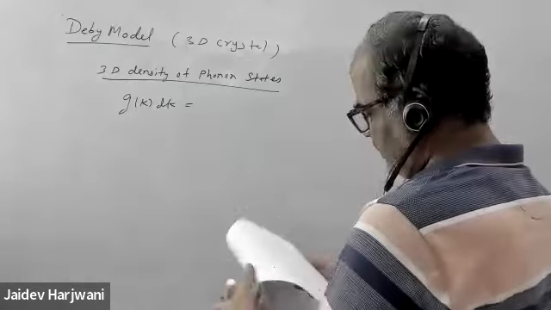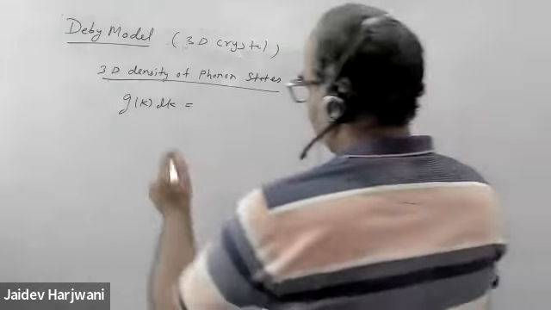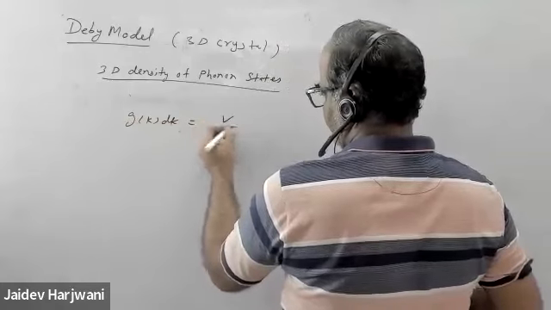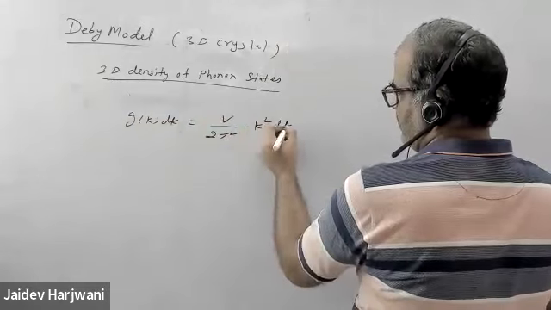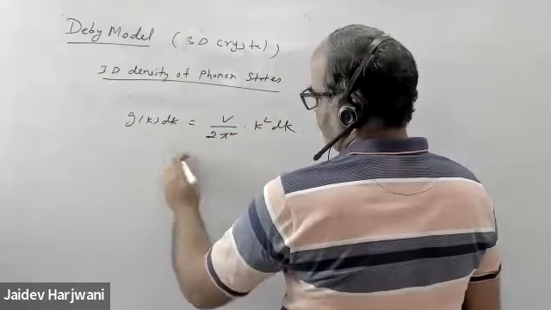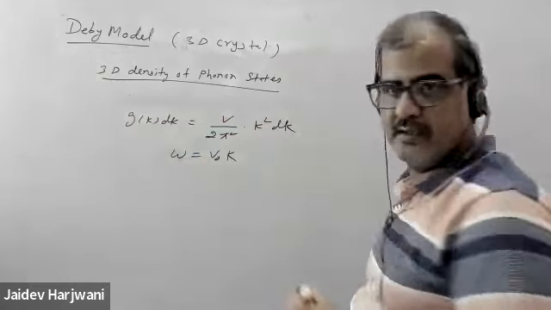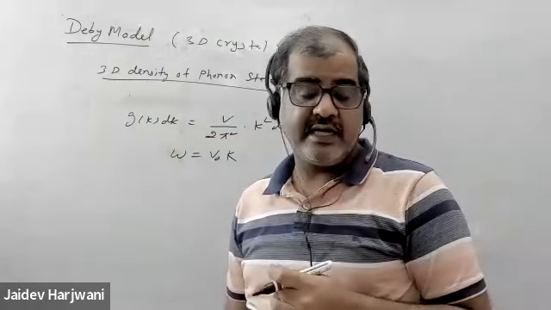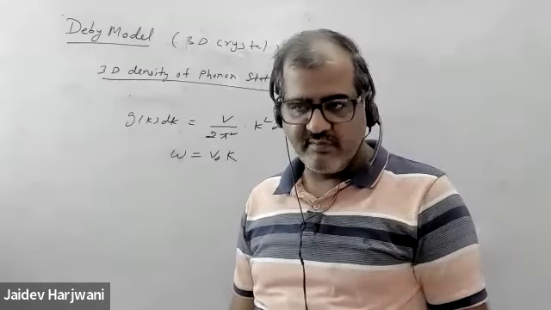So this is the g(k) dk we are writing. What is g(k) dk in 3 dimensions? You may remember, g(k) dk is V upon 2 pi cubed, times k squared dk. And in this particular case we have been given the relation between omega and v naught k. Here k was the number of modes, no? k was k states. K is the wave vector, and each k value is represented as a mode.